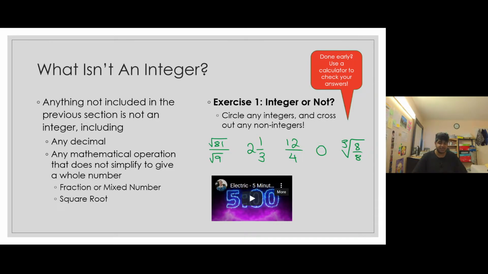So I have here an exercise for you to do, and I want you to simply circle any integers and cross out any non-integers, okay? So go ahead and do this, and we will take this up very shortly. I'm going to give you 5 minutes. We have 5 questions. We have root of 81 over root of 9, 2 1/3, 12 over 4, 0, and the cube root of 8 over 8. And I would like you to, again, circle any integers and cross out any non-integers. Go ahead.